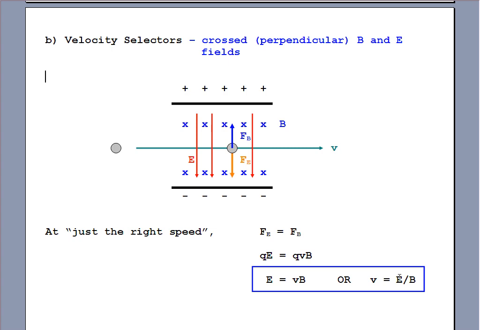As a researcher, you would set up an electric and a magnetic field to be just the right size to allow through the velocity that you were looking for. As long as that E, measured in newtons per coulomb, and the B, measured in tesla, had that right quotient, you'd have the right velocity coming through. It's just a handy way at a particle accelerator to actually pick out just the right speed.